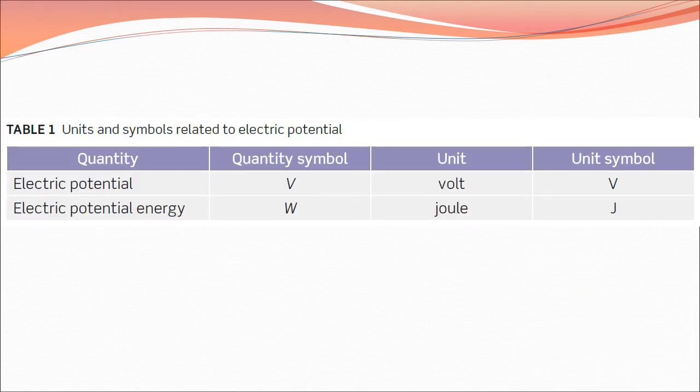So just the difference between electric potential and electric potential energy. Electric potential is measured in terms of volts and has the symbol V. It's not an energy. If we think about electric potential energy, its symbol is W because it's the work done to move an object, and it's measured in joules. So don't get confused between electric potential and electric potential energy.